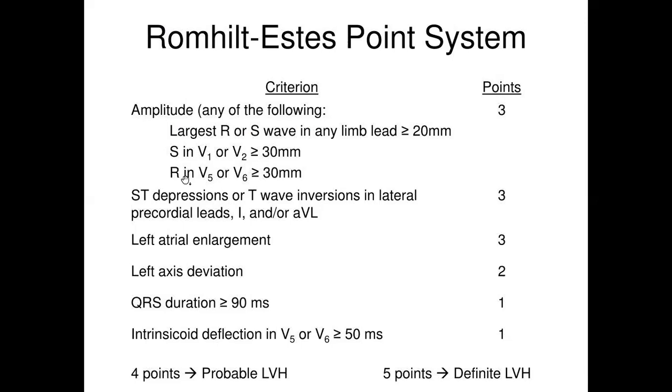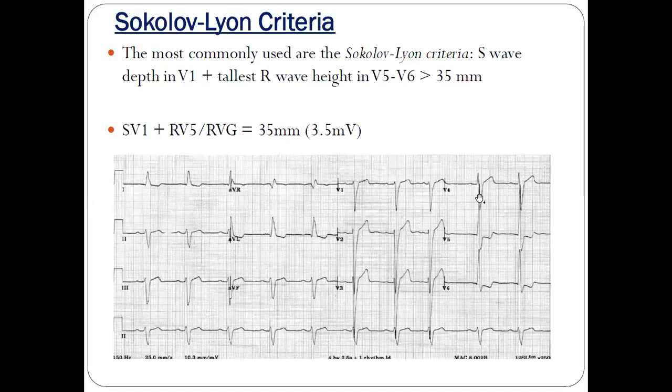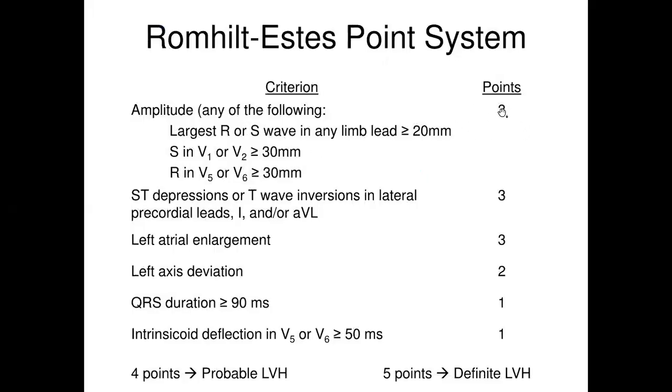The third is the R wave in V5 or V6, if it is more than 30 mm. Again, the R wave in V5 or V6 anywhere, if it is more than 6 large boxes, as you can easily see here: 1, 2, 3, 4, 5, and 6 large boxes are included here. So if any of these three things is present, we give 3 points.